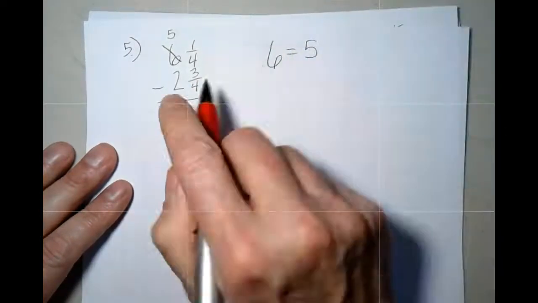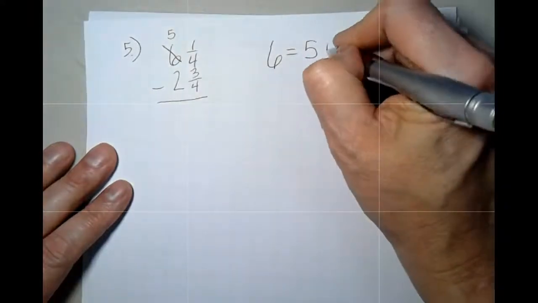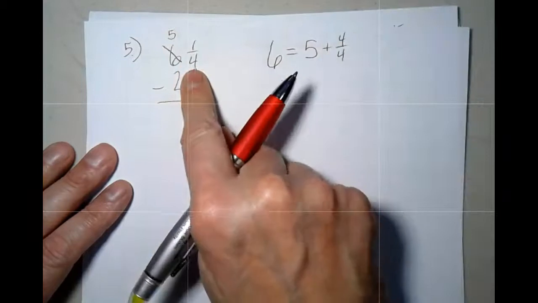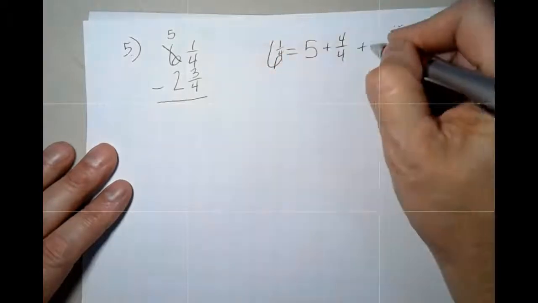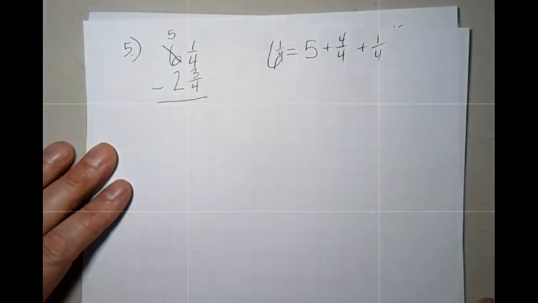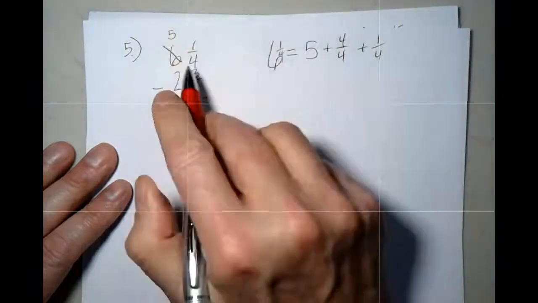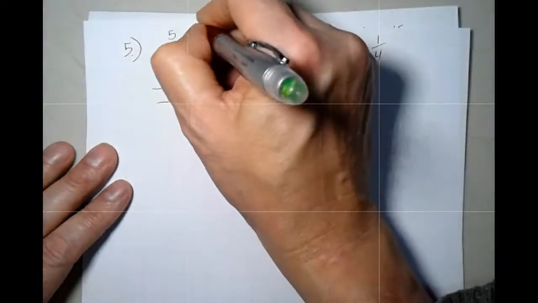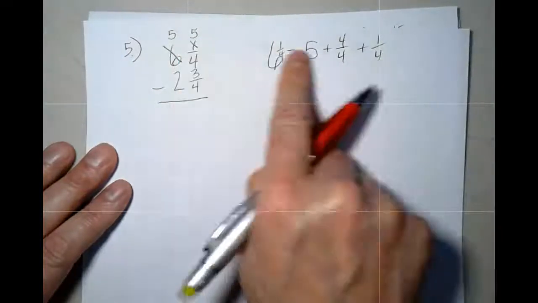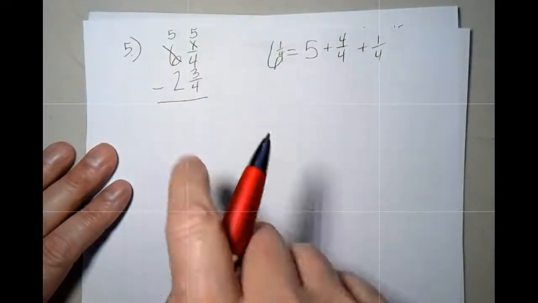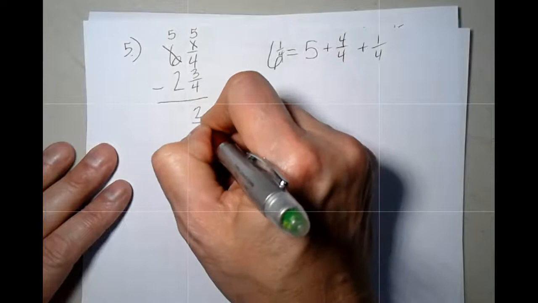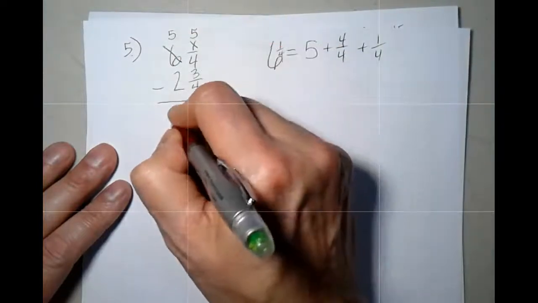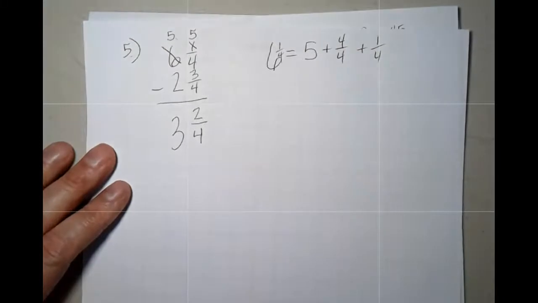Now I've got 5, but I took that 1 out, and the whole is 4ths, so there's my 6 still, and I had 6 1/4, and I have 6 1/4. Nothing changes, but I brought that 4/4 over here, so now that 1 becomes a 5. So I now have 5/4 over here, and now I can subtract. 5/4 minus 3/4 is 2/4, and 5 minus 2 is 3. So my final answer is 3 and 2/4.